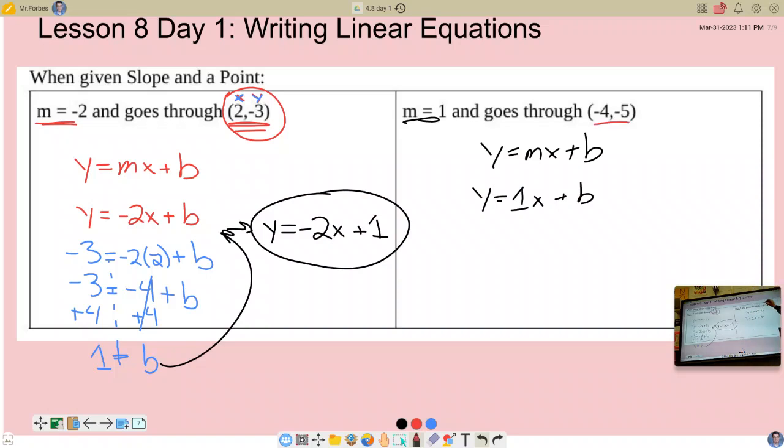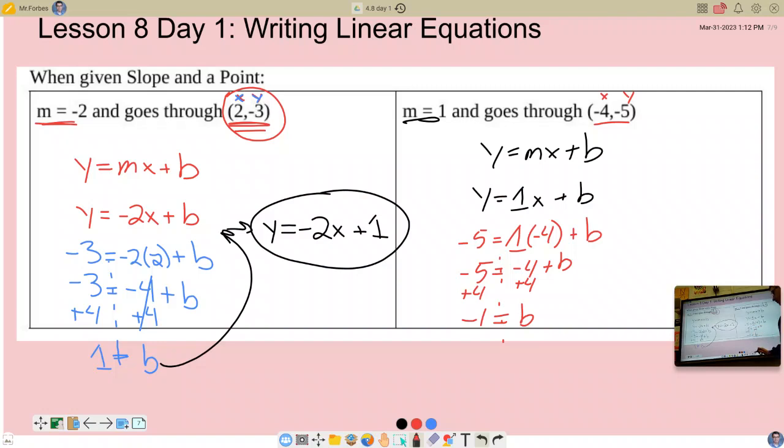From there, I have this point. It's an x, y coordinate point. So the x is -4, the y is -5. So it's going to be -5 equals 1 times -4 plus b. From there, I solve this for b. So 1 times -4 is -4, so I have -5 equals -4 plus b. And so then to get b by itself, I add 4 to both sides. So b is equal to -1. -5 plus 4 is -1.